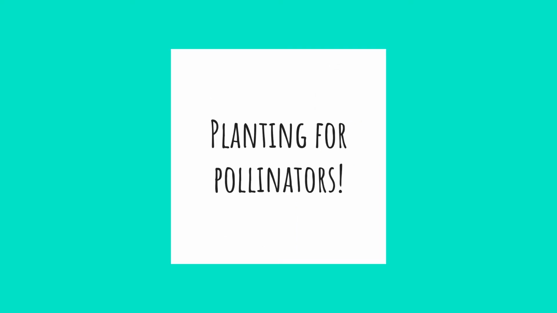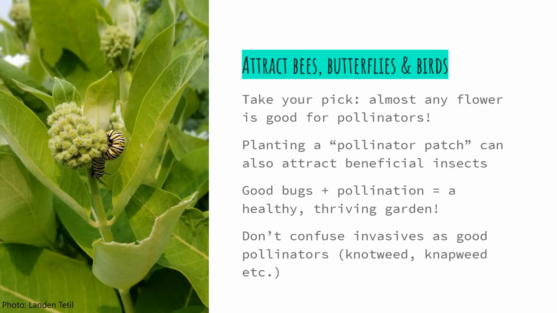To jump into native plantings, we're going to start with planting for pollinators. The goal of a lot of native plantings is to attract bees, butterflies, and birds as our native pollinator species. Honestly, take your pick. Almost any flowering plant is good for pollinators. Planting a pollinator patch can also attract beneficial insects that maybe aren't pollinators, but have co-evolved with the pollinators to be beneficial garden insects. Good bugs plus pollination equals a healthy, thriving garden.